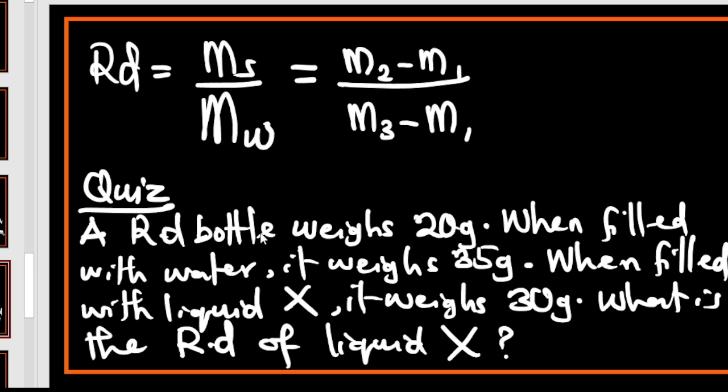Following what you have, the mass of the empty bottle is 20 grams. They said when the bottle was filled with water, it weighs 35 grams. So the mass of the water in there should be 35 grams minus 20, that gives you 15. And they said when filled with liquid X, it weighs 30 grams. If you subtract 20 from 30, that gives you 10. They're asking you the RD of liquid X.